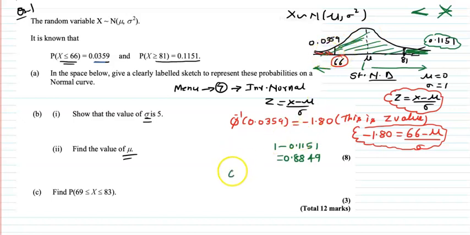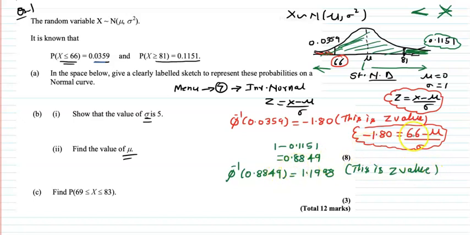So this one is phi inverse of 0.8849, with mu 0 and sigma 1. This value comes out as 1.1998. And again, this is the z value.